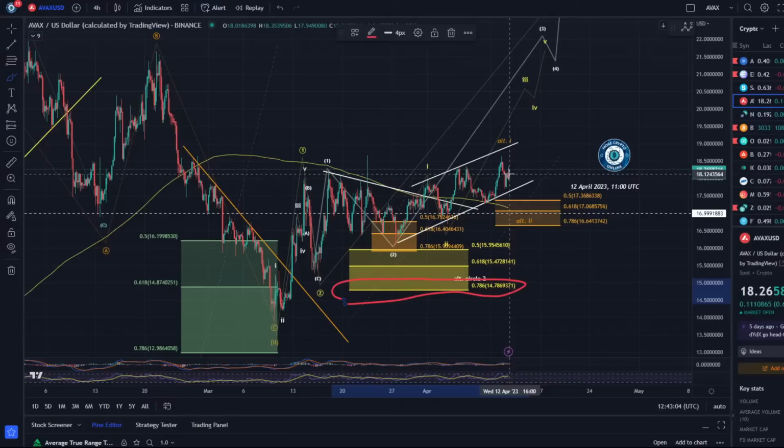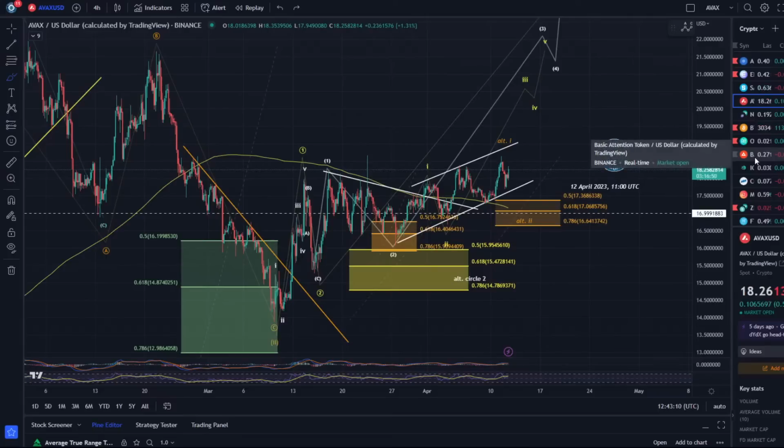I don't really have a sustained breakout here yet. That might be the next step for the bulls. Maybe it happens today if the stock market is going to be bullish. We'll see. But generally, uptrend here as well on the AVAX chart. It's just not quite broken out yet.